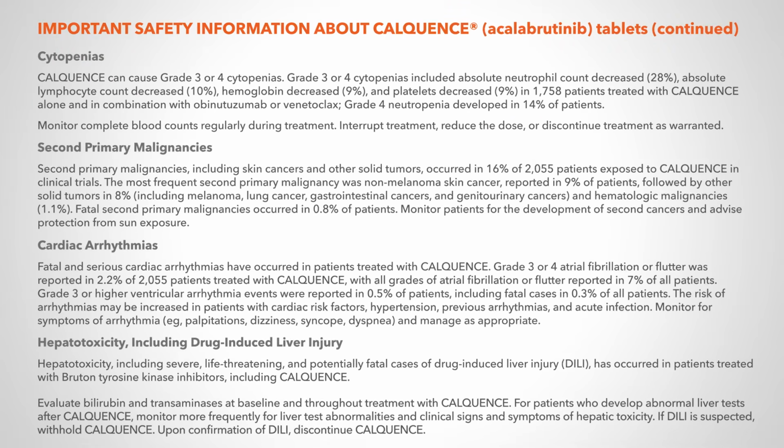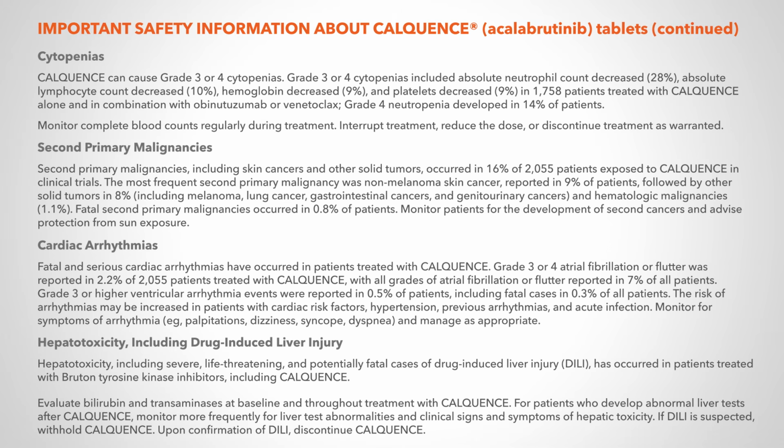Cytopenias. CALQUENCE can cause grade 3 or 4 cytopenias. Grade 3 or 4 cytopenias include absolute neutrophil count decreased 26%, platelets decreased 10%, hemoglobin decreased 10%, and absolute lymphocyte count decreased 10% in patients treated with CALQUENCE alone or in combination with obinutuzumab. Grade 4 neutropenia developed in 14% of patients. Monitor complete blood counts regularly during treatment. Interrupt treatment, reduce the dose, or discontinue treatment as warranted.